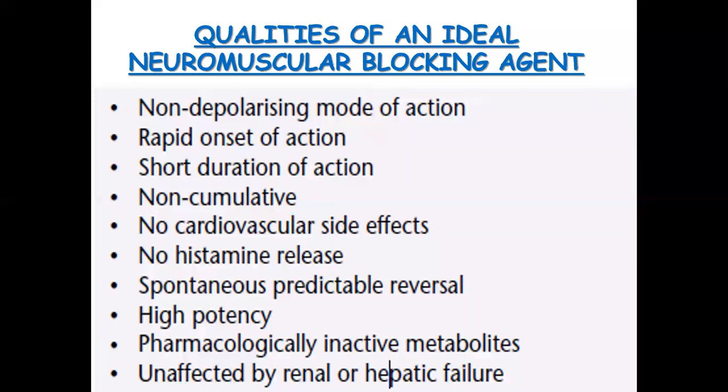Histamine release is another problem that is seen mostly with the neuromuscular blocking agents, so we prefer drugs with the least release of histamine. Drugs with spontaneous or predictable reversal are preferred, and so are drugs that are highly potent with inactive metabolites. If the person is suffering from renal or hepatic disease, either we use drugs which are devoid of renal or hepatic metabolism and excretion, or we titrate their doses.